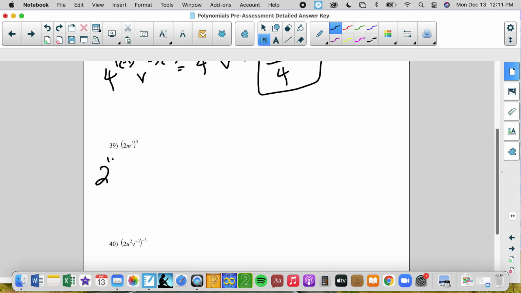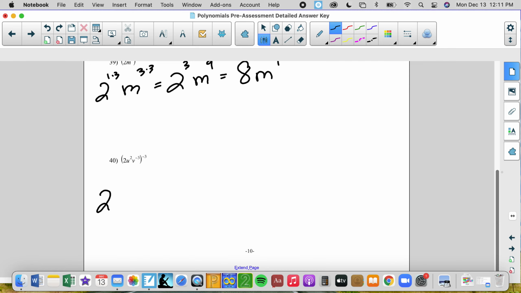That's 2 to the 1 times 3, m to the 3 times 3, which equals 2 to the third, m to the ninth. 2 to the third is 2 times 2 times 2, which is 8, m to the ninth.